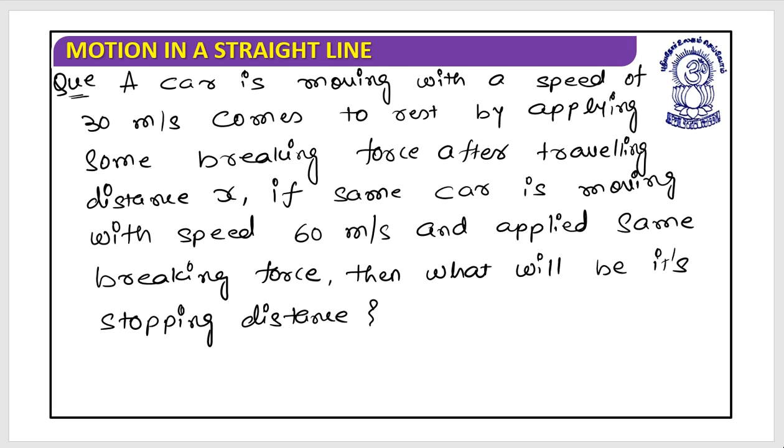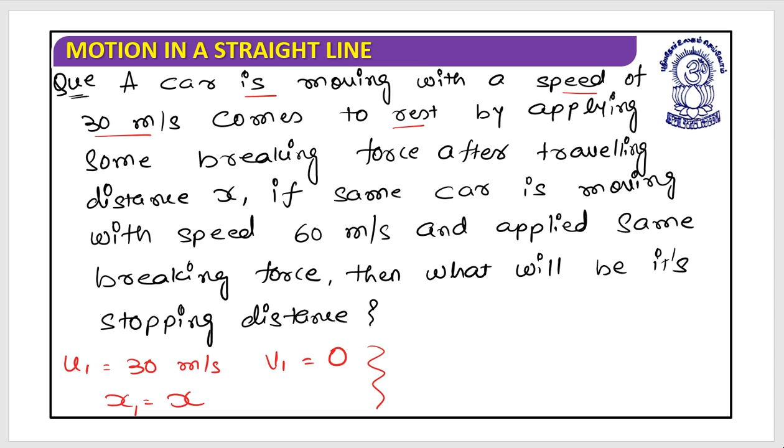Go through the data and think how you can do this. Go through it very carefully. What all have they provided? Yes, they have provided a car moving with a speed of 30 meter per second. That means u1 is given, that is 30. It comes to rest, that means my final velocity should be 0, by applying some braking force after traveling a distance of x. So that distance, let's say, x1 is equal to x only.